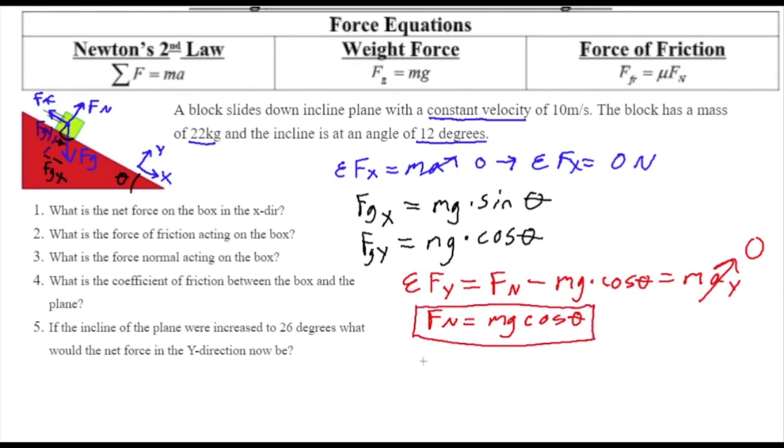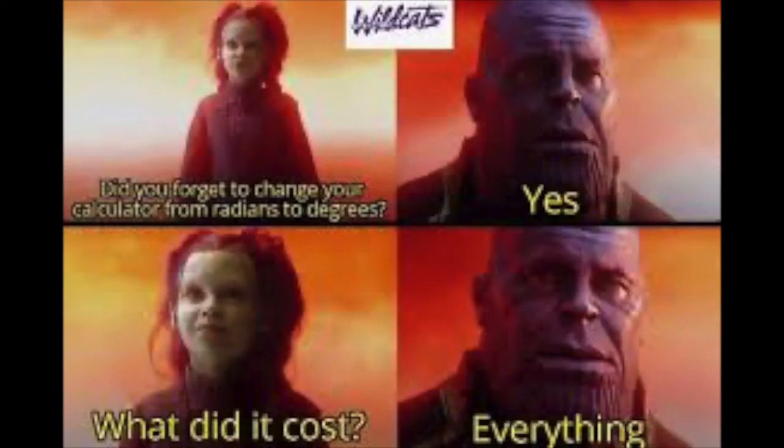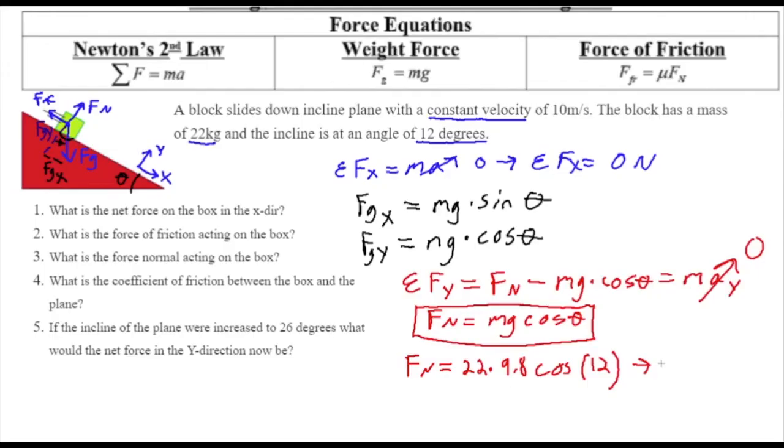For this specific problem, I would get force normal is equal to the mass, which is 22, times gravity, which is 9.8, times cosine of 12 degrees. Make sure your calculator is in degrees here so you get the right answer. I find out that force normal is going to be 210.89 newtons.